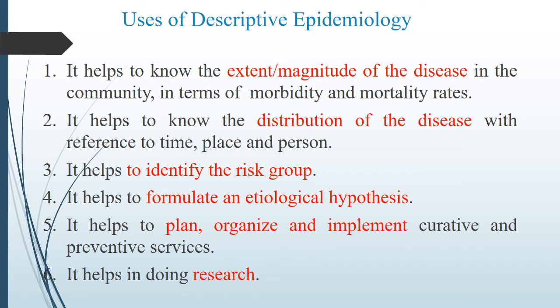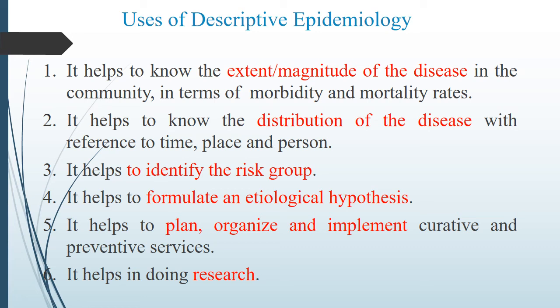Then we will see about the uses of descriptive epidemiology. The first use is that it helps to know the magnitude of the disease in the community in terms of morbidity and mortality rates. By using this descriptive study, we can come to know the severity of disease, how much the morbidity rate is, how much the mortality rate is. And second, it helps to know the distribution of the disease with reference to time, place, and person. So we can come to know the distribution of disease.